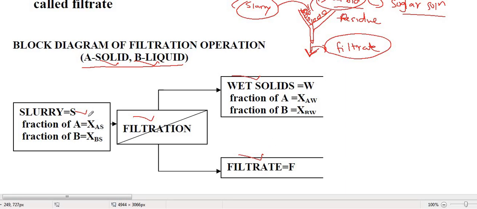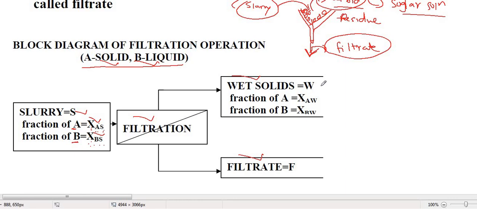Now in this slurry there are two components. Component A stands for solid, B stands for liquid, and the composition of this particular component in slurry is given by this symbol XAS. XAS means what? Fraction of A in slurry. XBS means what? Fraction of B in slurry. There are two components A and B.